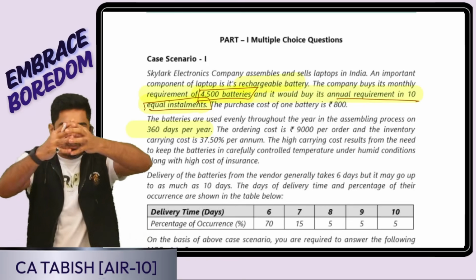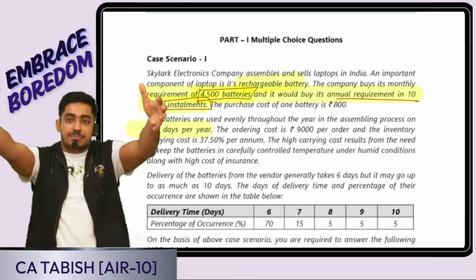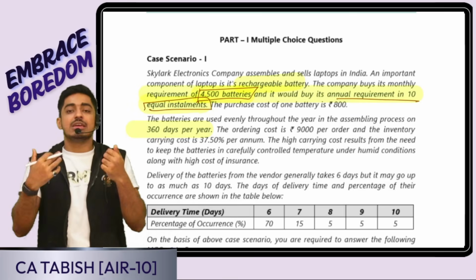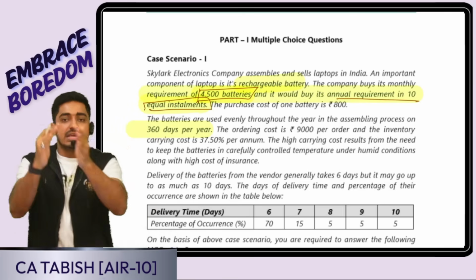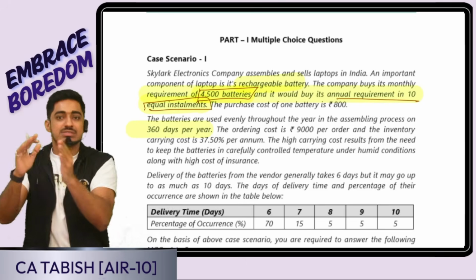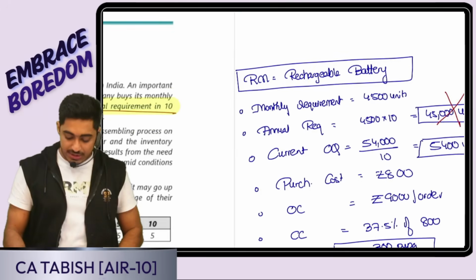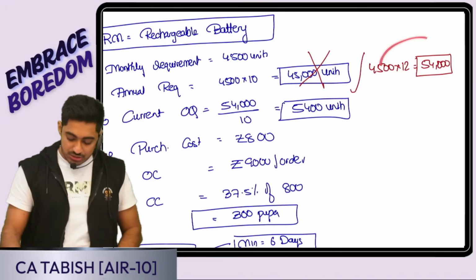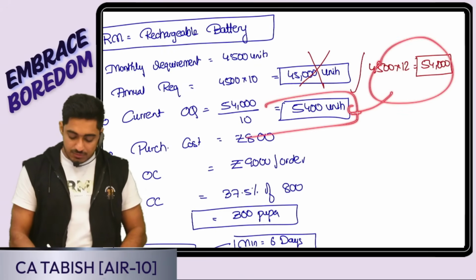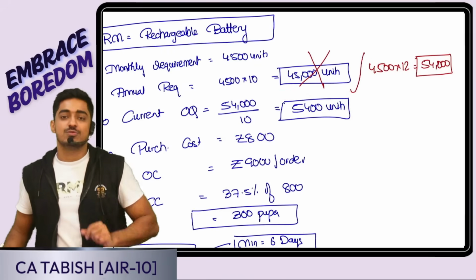Now, this 54,000 that I have to buy in a year, how am I buying? I am buying in 10 installments. That means 10 times I am going and buying. One time I am purchasing, how much quantity am I buying? Total 54,000 units I want. That means one time I am buying 54,000 divided by 10, 5,400.